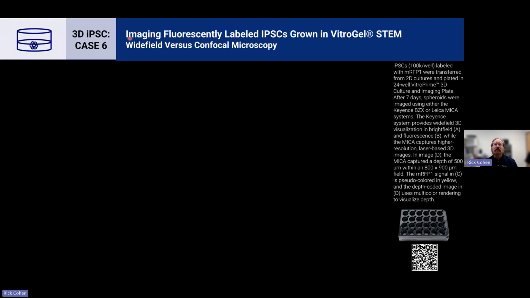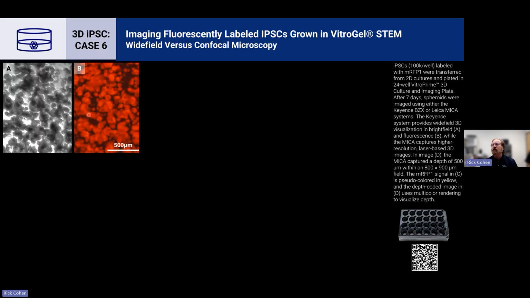So we're going to talk about imaging fluorescently labeled iPS cells, those red fluorescent protein cells you've seen in 2D before, in the Vitrogel Stem using this kit, and talk about using wide field microscopy, which is capable. Also, the advantages of using something with confocal microscopy. And in this, I'm using the 24-well dish. And again, there's a QR code if you want to find more information.